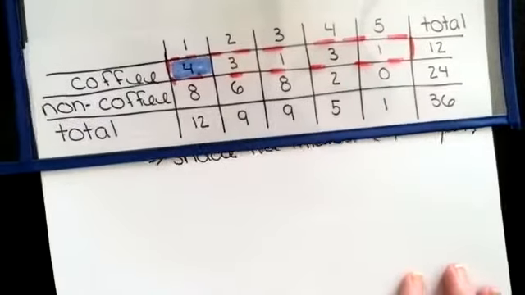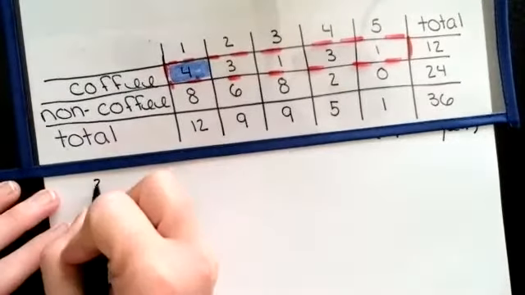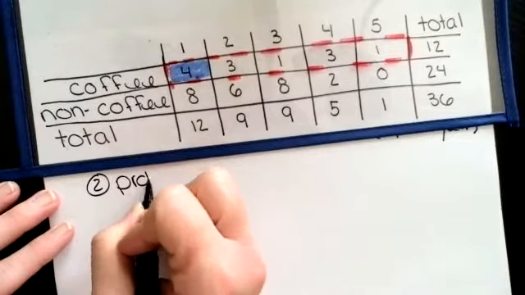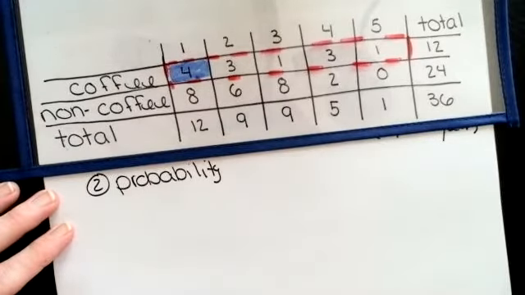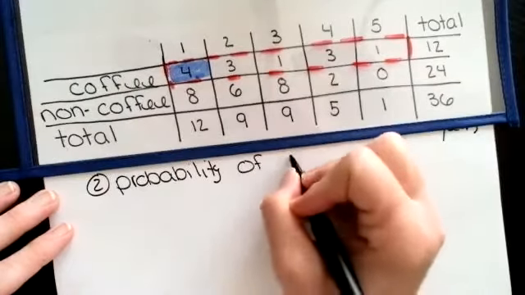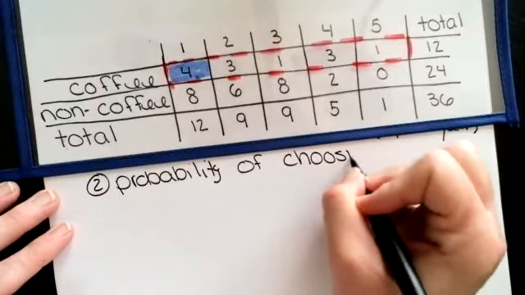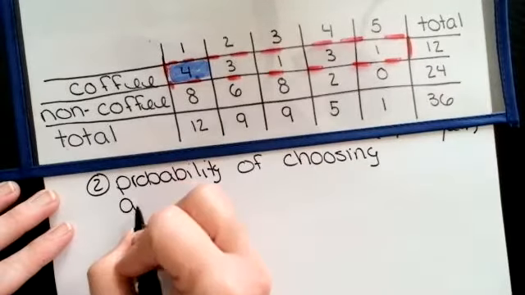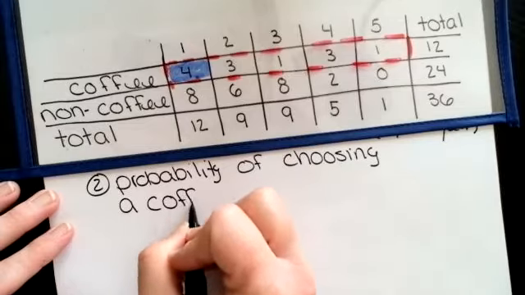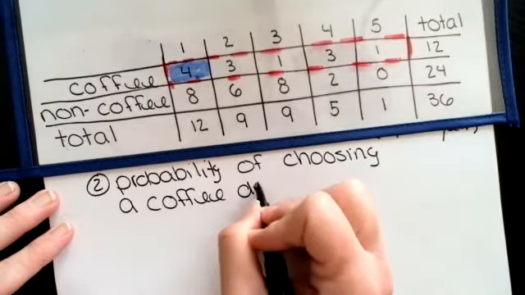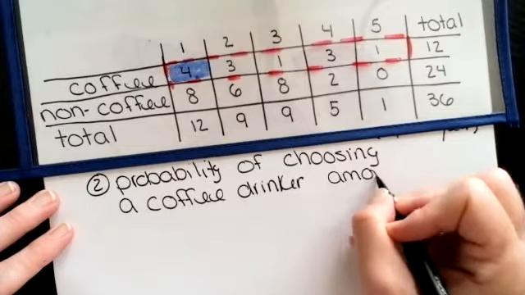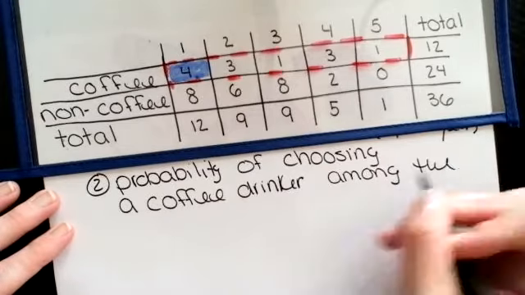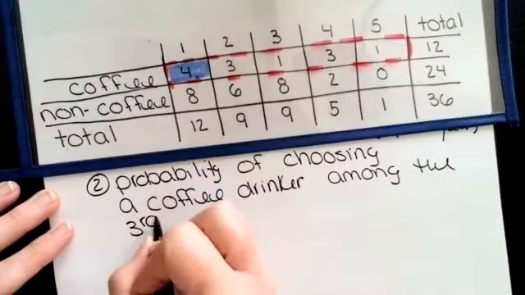Slide this up here. So for a second one, let's find the probability of choosing a coffee drinker among the third year students.